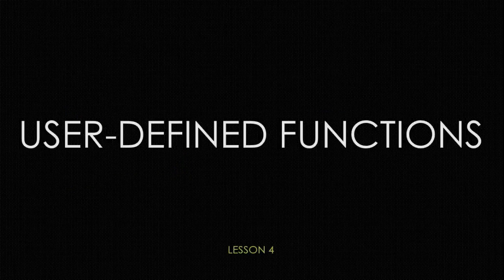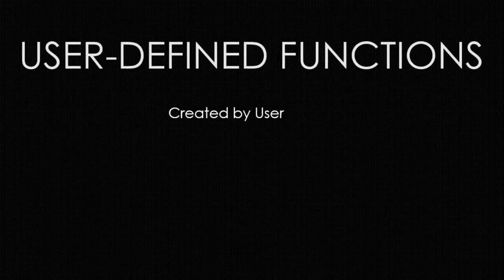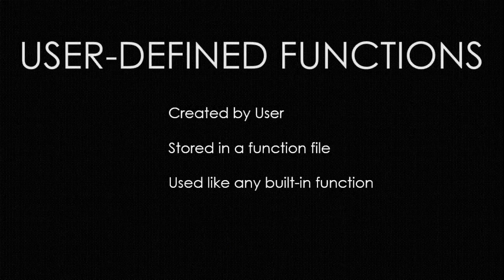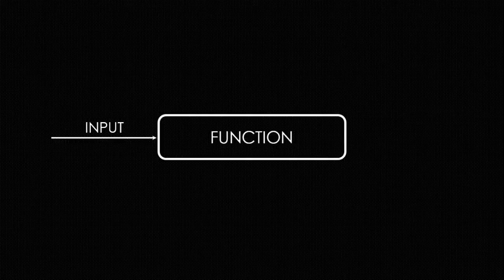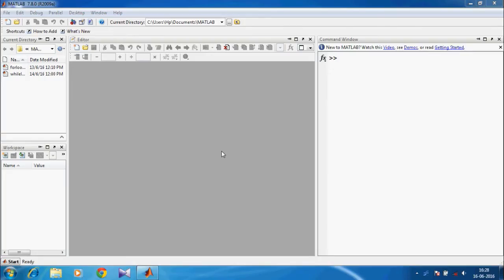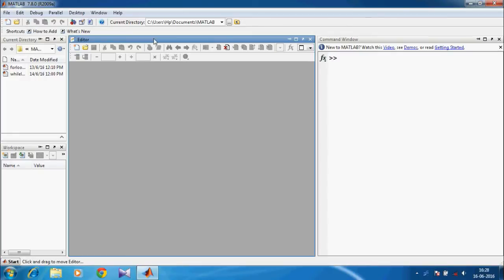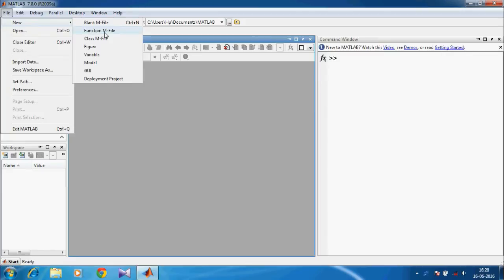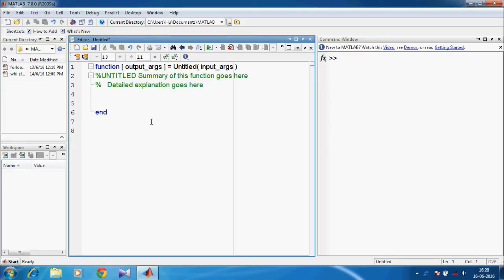Now we'll move on to user-defined functions. A user-defined function is created by the user, stored in a function file, and can be used like a built-in function. Function files are like script files, but with input and output, and are convenient when a function needs to be evaluated many times for different values of input. Functions can be created and edited in the editor window. If you create a new function, it opens with several pre-typed outlines.